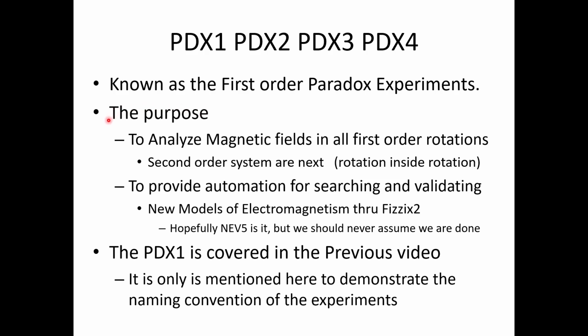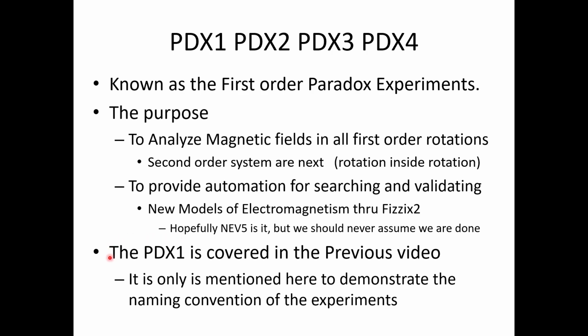Okay, and so the purpose of these experiments was to analyze magnetic fields in all the first order rotations. Okay, the second order rotations are next, where these are rotations inside a rotation, and also to provide automation for searching and validating the new models of electromagnetism through Physics 2 software. Hopefully, New Electromagnetism V5 is the final answer, but we should never assume we are done, because Mother Nature is really good at convincing us there's no more. And in fact, you should never assume that.